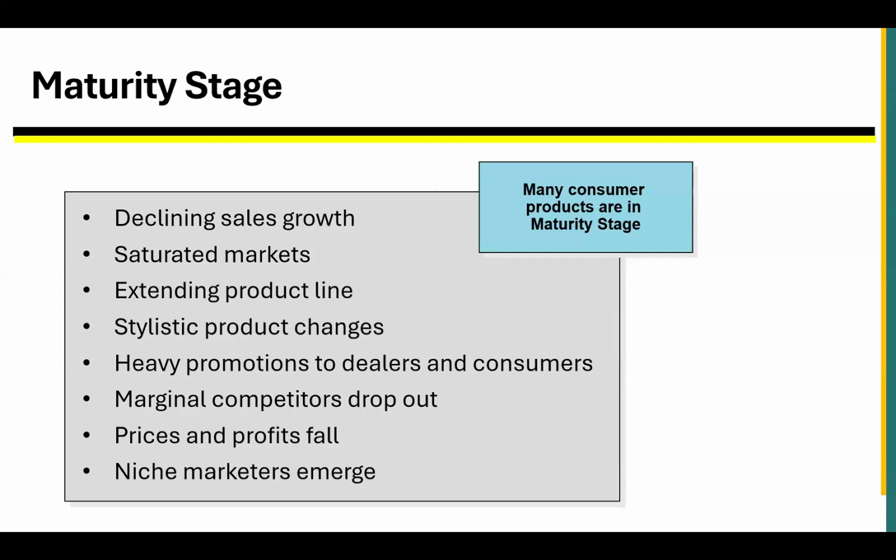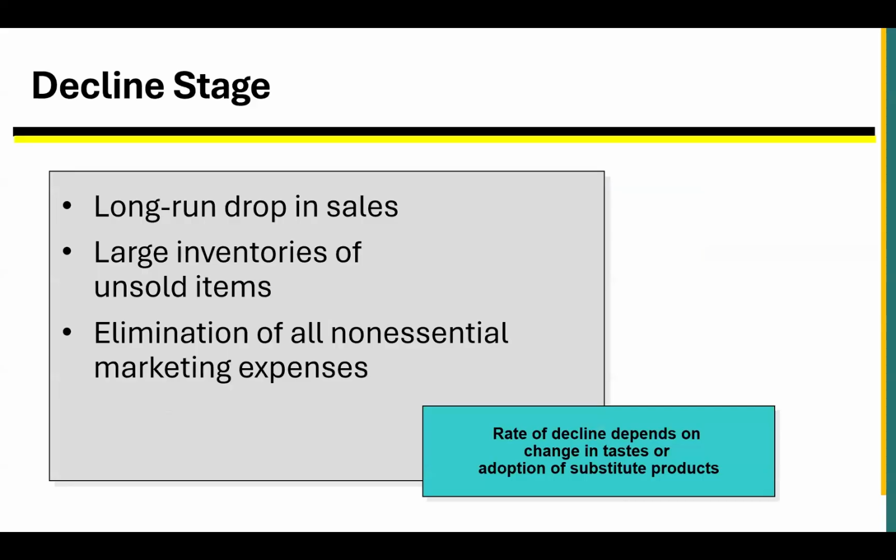Decline in sales growth, yes. Saturated markets, extended product lines, stylistic product changes, heavy promotions to dealers and consumers, marginal competitors drop out, right? Prices and profit fall, niche markets emerge, right? So we'll explain these actions in due course, right?